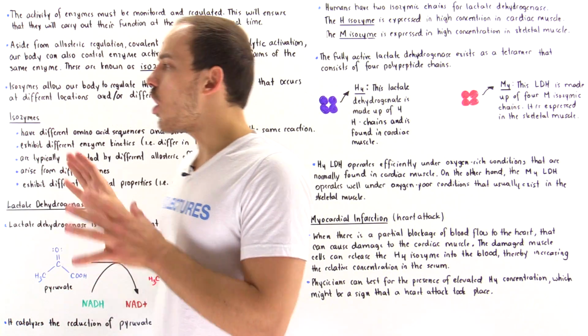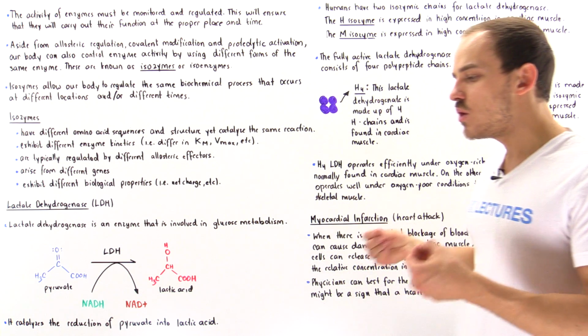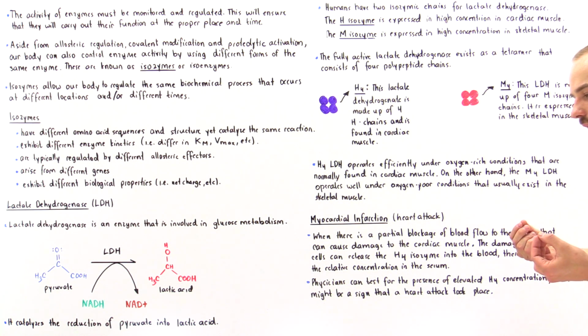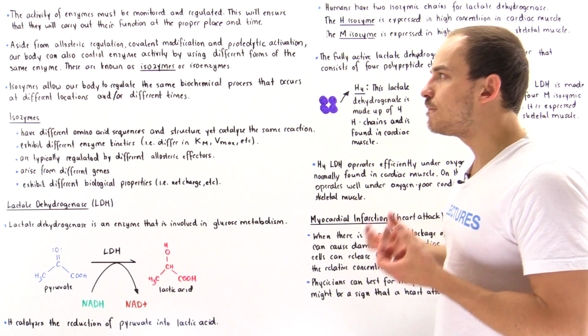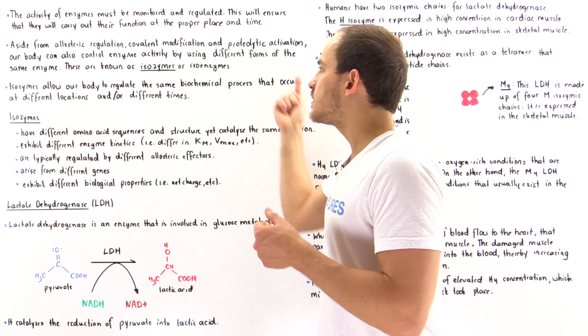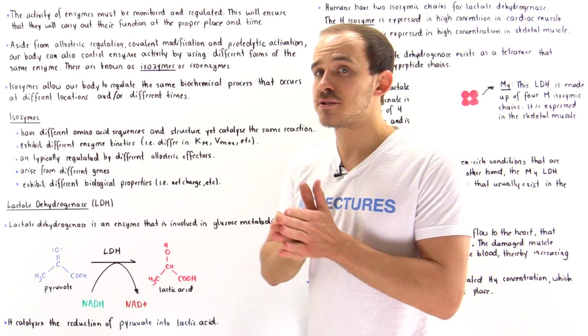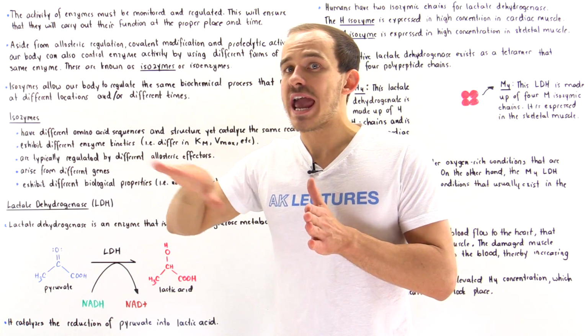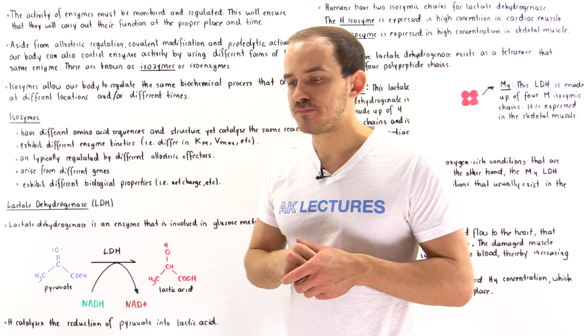So these are what isoenzymes are. Isozymes or isoenzymes are these multiple different forms of the same type of enzyme that catalyzes the same type of biochemical reaction that takes place at different locations and/or at different times.